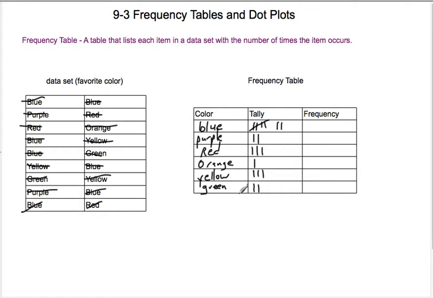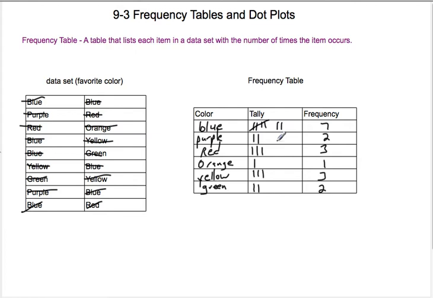Okay, so those are the tally marks. Now the frequency is just how many tally marks there were. So blue had 7, purple had 2, red had 3, orange has 1, yellow has 3, and green has 2. So our frequency table is a quick way to show the results of this data set.